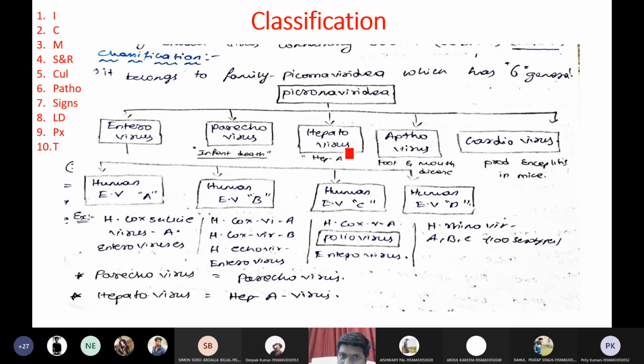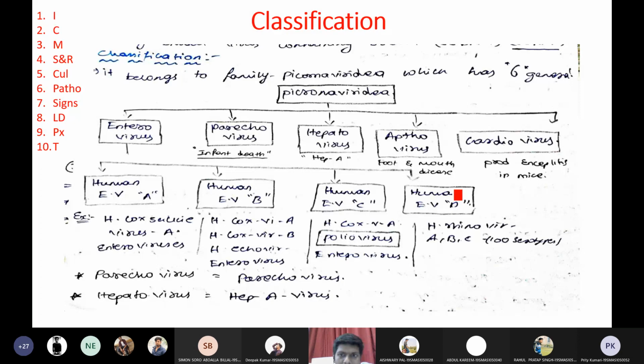Then there are viruses called hepatoviruses. These hepatoviruses will cause liver infection. Among the hepatoviruses, hepatitis A is a picornavirus. Keep in mind, hepatitis A is a picornavirus, which is an RNA virus, whereas hepatitis B is a DNA virus. It belongs to another family, whereas hepatitis A is an RNA virus which belongs to the family Picornaviridae.